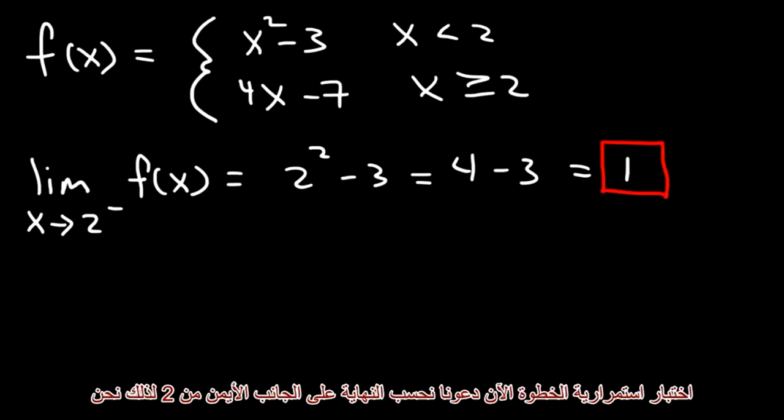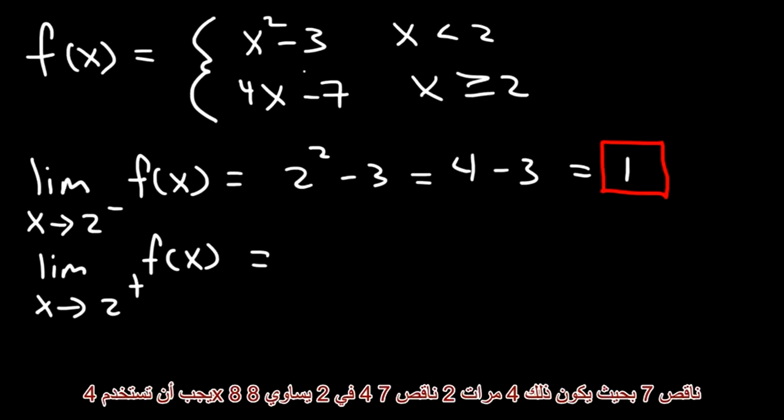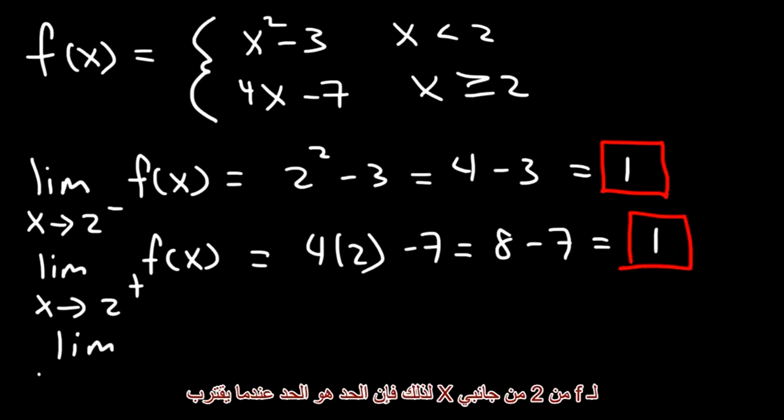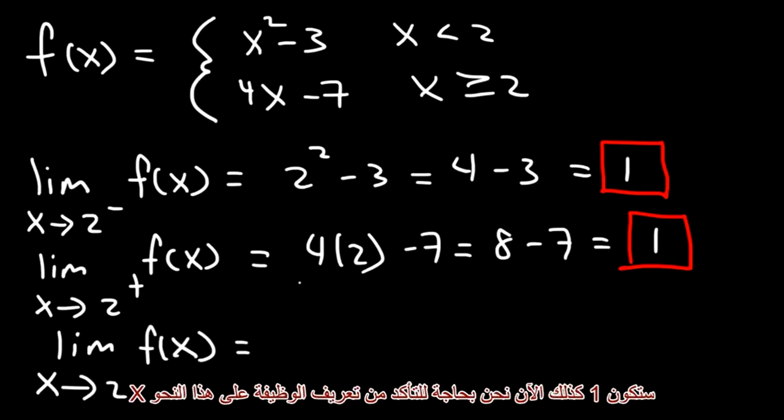So this is the 3-step continuity test. Now let's evaluate the limit on the right side of 2. So we have to use 4x minus 7. So that's going to be 4 times 2 minus 7. 4 times 2 is 8. 8 minus 7 is 1. So the left-sided and the right-sided limits are the same. So therefore, the limit exists. The limit as x approaches 2 from either side of f of x is going to be 1 as well.